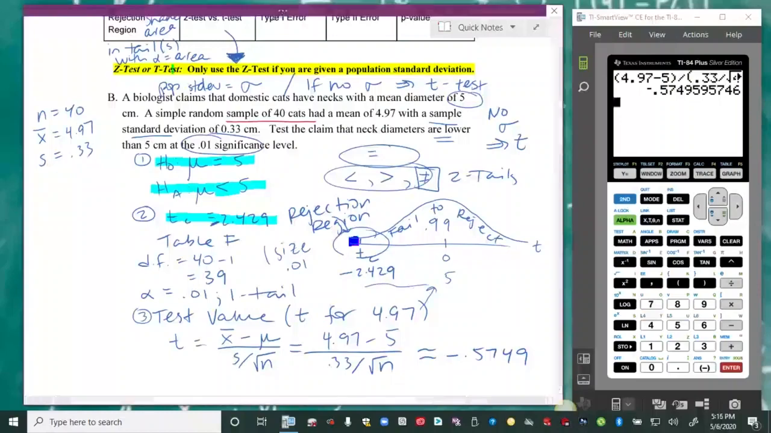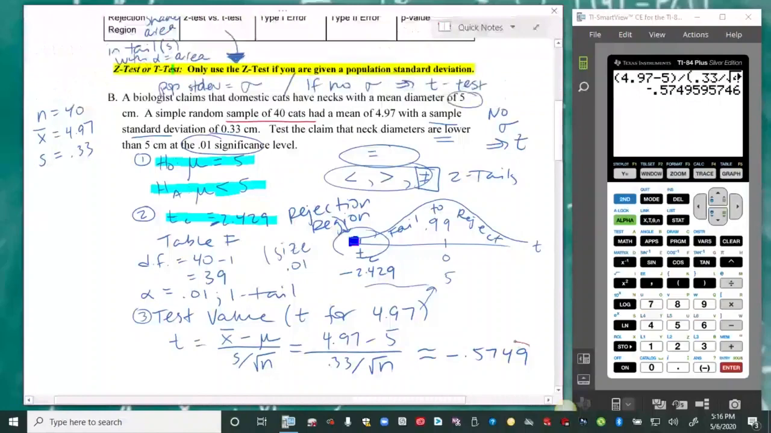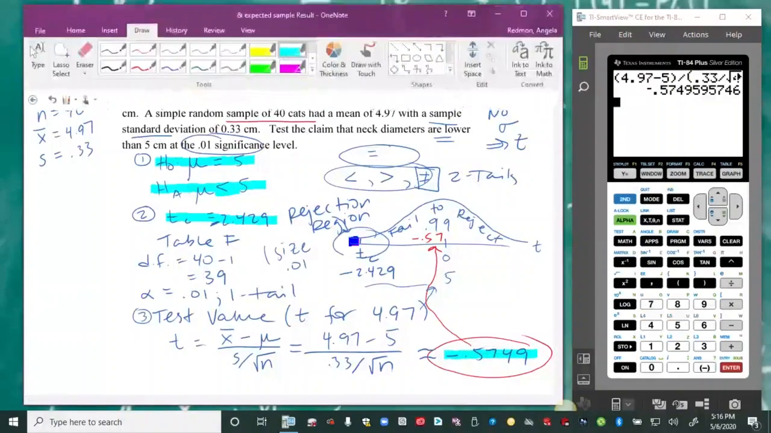Let me grab another color pen. This is actually not even close to that critical region. It lives over here somewhere, negative 0.5749. So I'm not significantly different. I would need to be more than 2.5 standard deviations away from that expected value of 5 to say that I was significantly different. I'm going to highlight that guy as well because that was the third important piece. And now I'm ready for step 4.